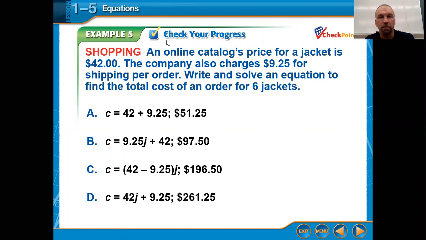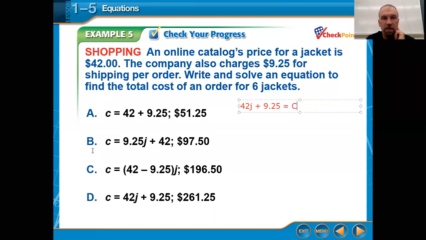So I'm going to write the equation first. I'm going to do it in text right here. It's $42 per jacket. Plus, every order has a shipping charge of $9.25, no matter how many jackets it is. It doesn't say $9.25 for each jacket. It says $9.25 for an order. So if you order 1 jacket, it's $9.25 for shipping. If you order 10 jackets, it's $9.25 for shipping. And that will equal the total cost.